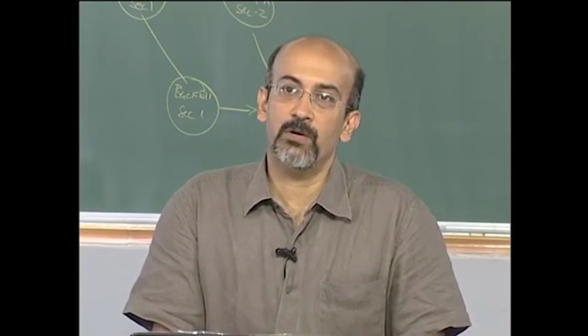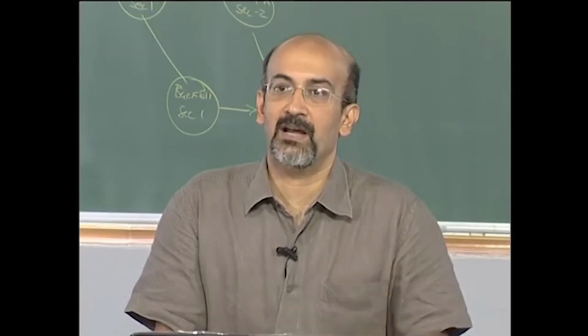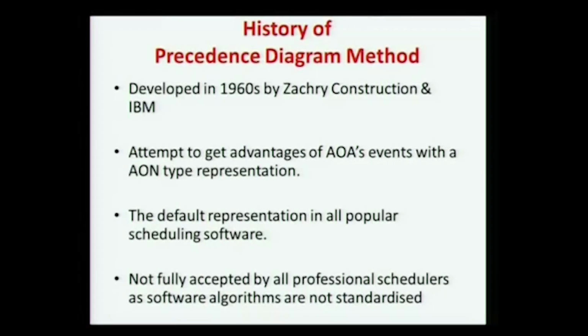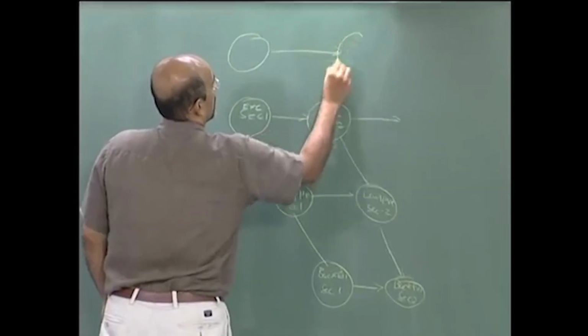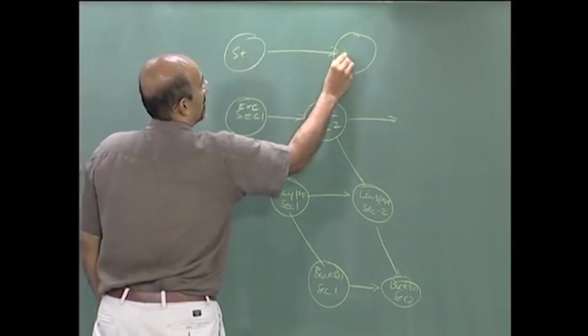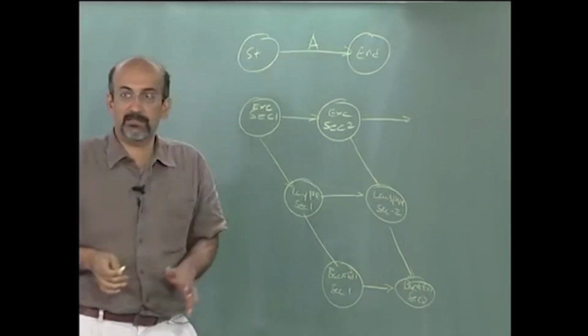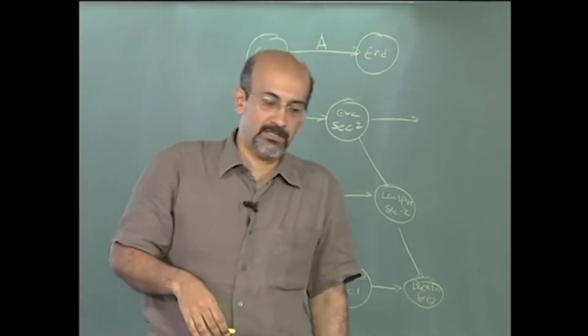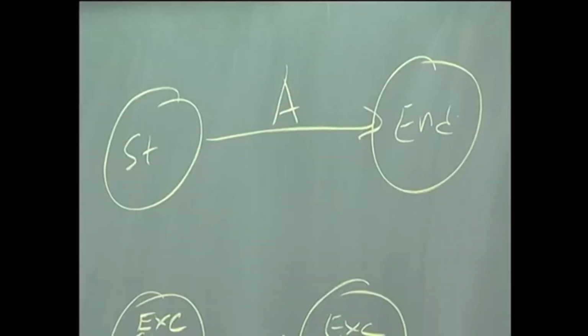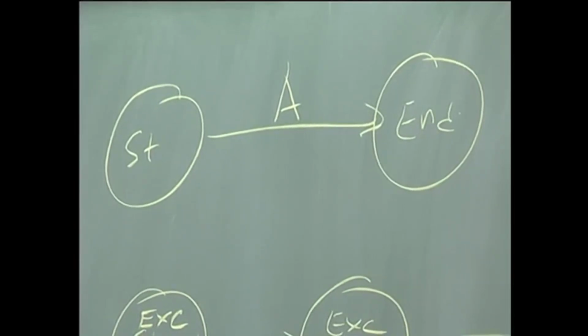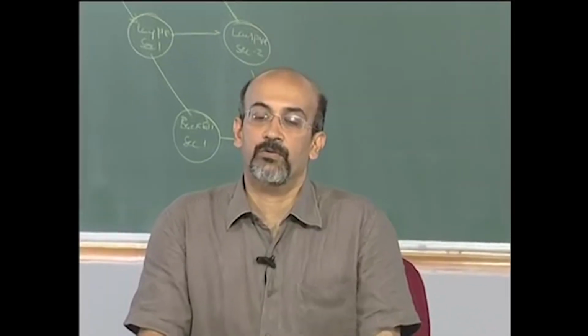But when you use an AOA, you will find that there is a start of an activity. You remember an AOA required the arrows to be in this form. I mean, you had the activity on arrow, and this was start and this was end of the activity, and this was the activity. So you had events. Now, what the precedence diagramming method tries to do is to get the event based approach of the AOA, but the flow of AON.